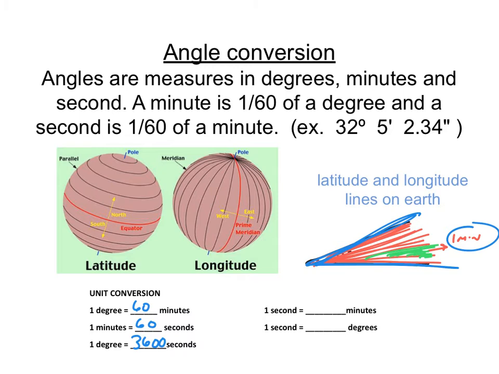Well, if I go backwards, 1 second is 1/60th of a minute, and 1 second would be 1/3,600th of a degree. And we can use those ideas when we're going back and forth between converting between degrees, minutes, and seconds, and just degrees as a decimal. So let's take a look.